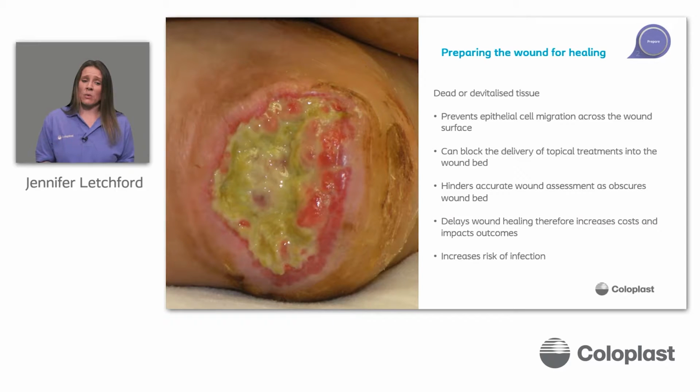If we don't prepare the wound, then we'll have delays in healing, which will lead to increased costs and also detrimental outcomes to our patient potentially. The dead and devitalised tissue can also increase the risk of infection for our patient. So again, it's something that we really need to be thinking about and questioning whether we are sufficiently preparing our wounds.